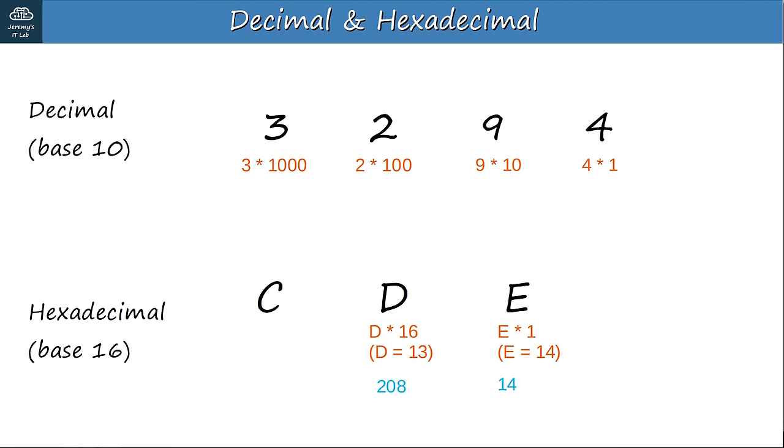Finally, the next digit increases by a factor of 16 once again, and 16 times 16 is equal to 256. So this is C times 256. In hexadecimal, C is equal to 12, so this is equal to decimal 3072. If you add those numbers up, you get 3294. So that's a quick review of decimal and hexadecimal. Now let's look at binary.